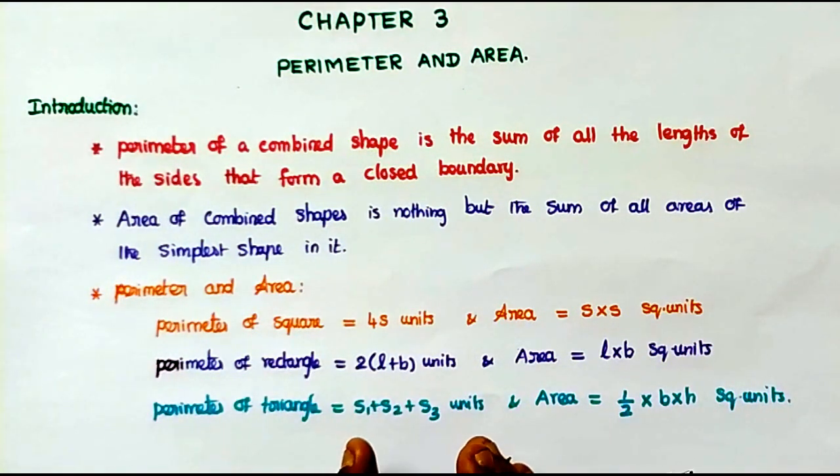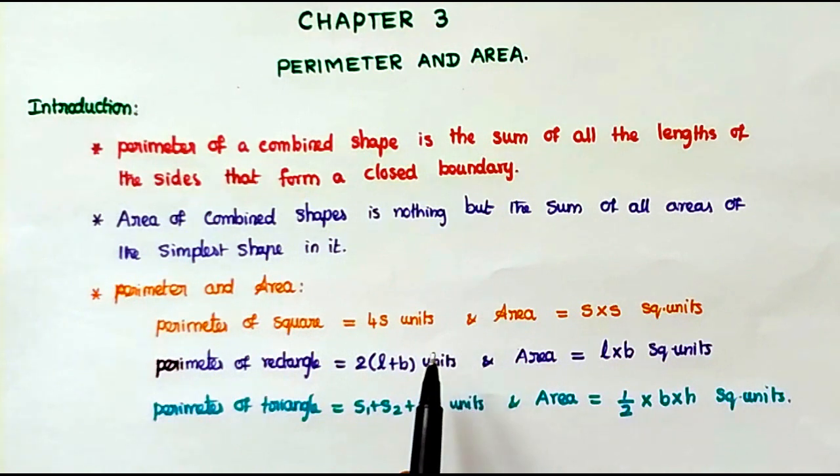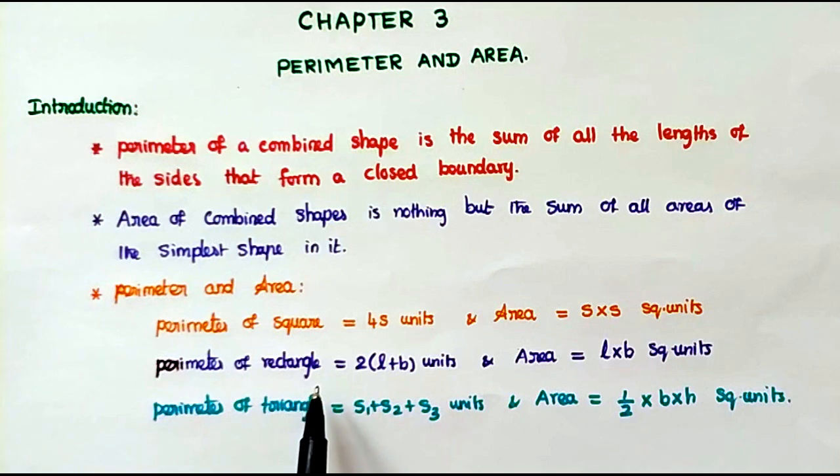Perimeter and area. Listen, perimeter of square. We already know these formulas, but let us recall them. Perimeter of square is 4s, where s is side. So 4s units, and area is s into s square units. Perimeter of rectangle is 2 into (L plus B), where L is length and B is breadth. And area is L into B square units. Perimeter of triangle is S1 plus S2 plus S3, where S1 is side 1, side 2, side 3. Area is 1 by 2 B into H square units, where B is base and H is height.